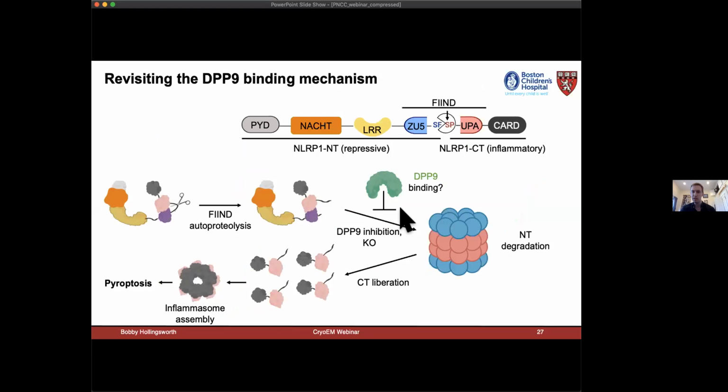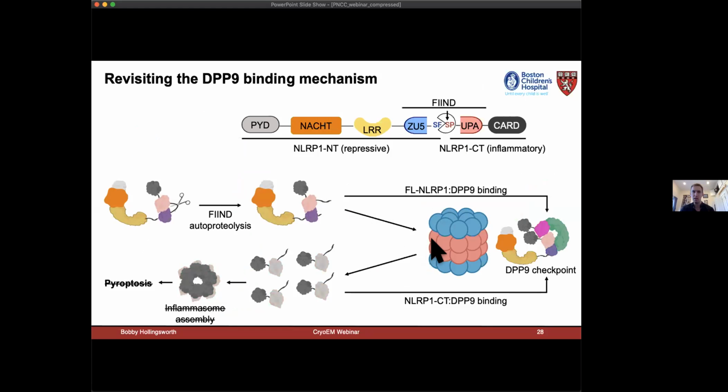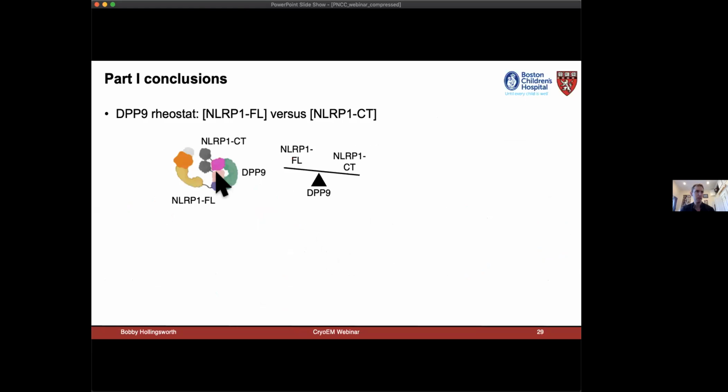And so we could go revisit this mechanism. We could interpret DPP9 now in the context of the pathway, where DPP9 isn't necessarily preventing N-terminal degradation of NLRP1 by binding it, but instead soaking up these C-terminal fragments as they're generated by proteasomal degradation, thereby sequestering them and preventing them from forming an inflammasome with low levels of protein degradation.